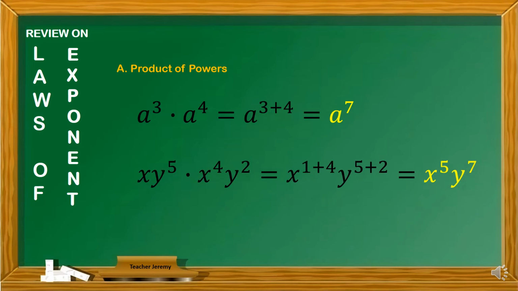Next, xy raised to the 5th power times x raised to the 4th power y squared is equal to, okay? Since we have two variables here, just add the exponents of every variable. For the x variable, we have 1 plus 4. And for the y, we have 5 plus 2. If you add them, it will become x raised to the 5th power, y raised to the 7th power. That is how to multiply powers or product of powers.